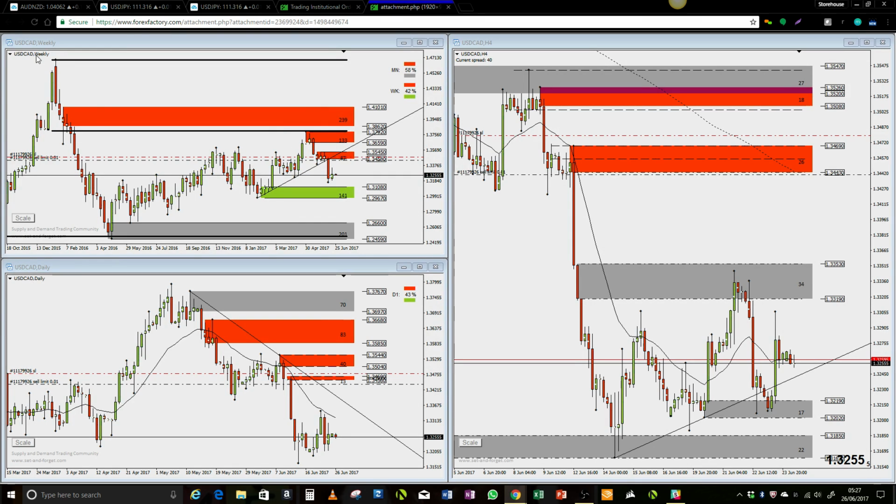So you are looking here at the weekly. You have supply being created here on the weekly that's taken out some stack of buyers in here. You've got your weekly supply also up in here, but these two would be the first two to look out for.